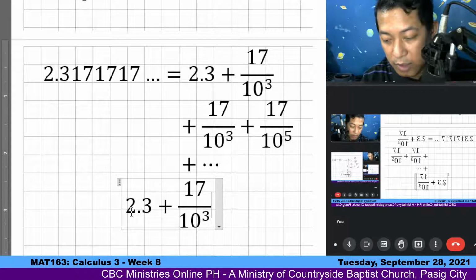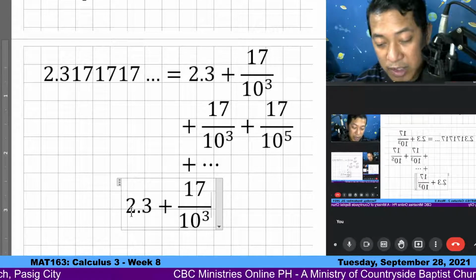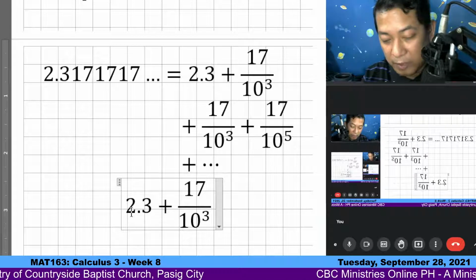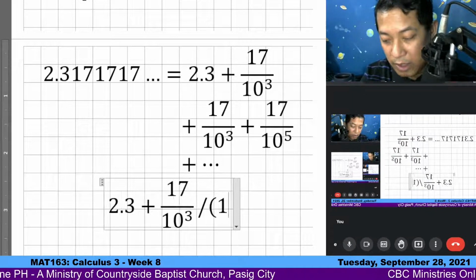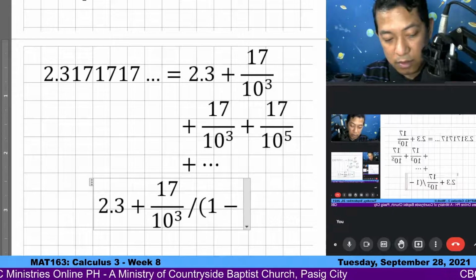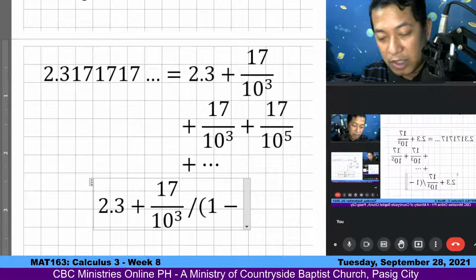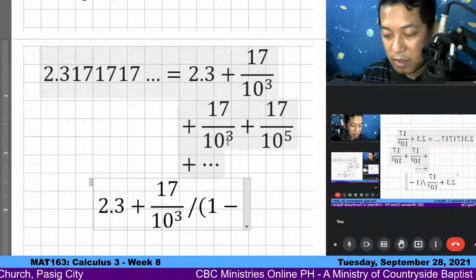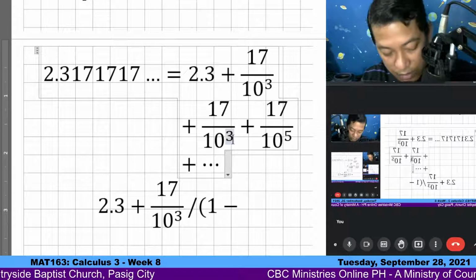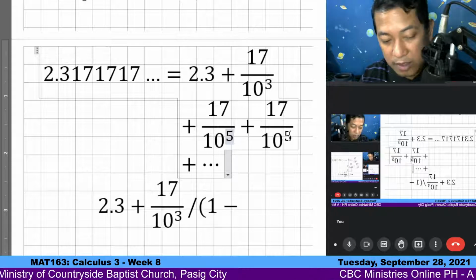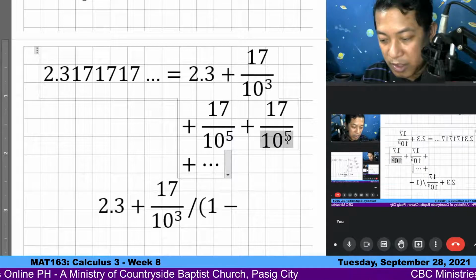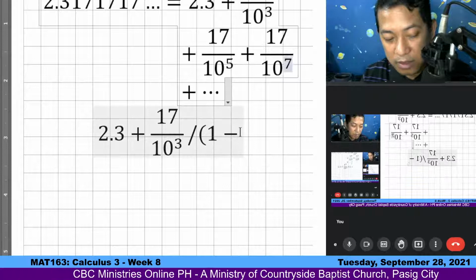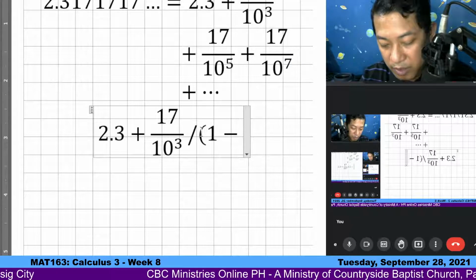So 17 over 10. Of course, there's a shortcut here in algebra, but we are showing the derivation. How did that happen? We are explaining it, mga kapatid. So all over 1 minus the common ratio, which is 10 squared. If you will notice, 10 cube, 10 to the fifth, and then 10 to the 7th. So the increment of 2 is 10 squared, because it is 2 digits. So etc. From here we could say that this is all over 10 squared, 1 over 10 squared.